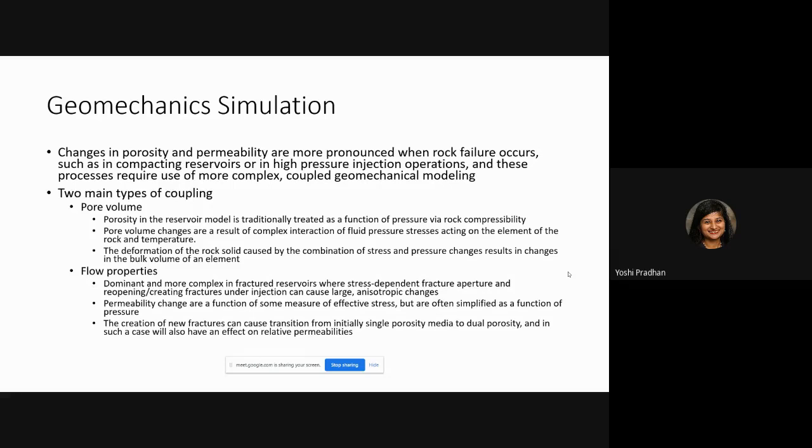And then you have flow properties. You have dominant and more complex fractured reservoirs, where stress-dependent fracture aperture and reopening, and creating fractures under injection, can cause large anisotropic changes. The permeability change is a function of some measure of effective stress, but is often simplified as a function of pressure. And the creation of new fractures can cause a transition from initially single porosity media to dual porosity, and in such a case will also have an effect on relative permeabilities.